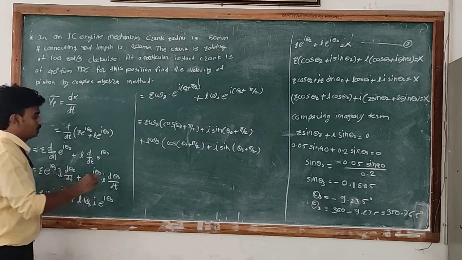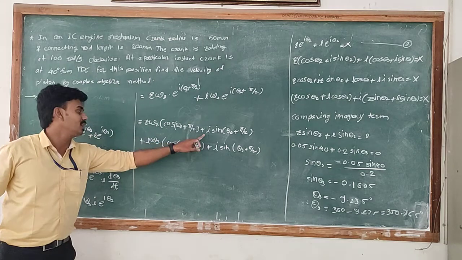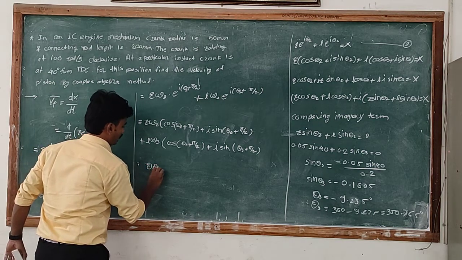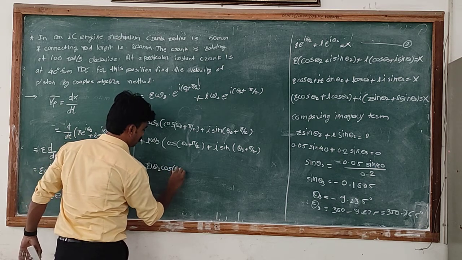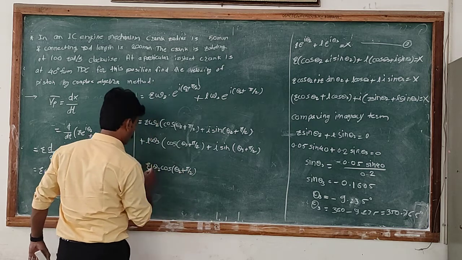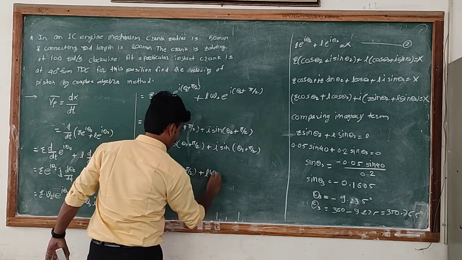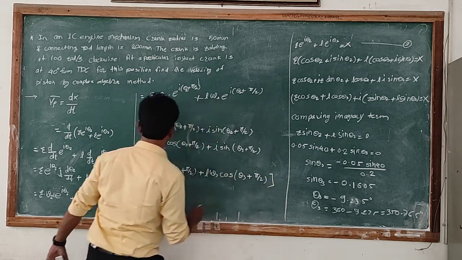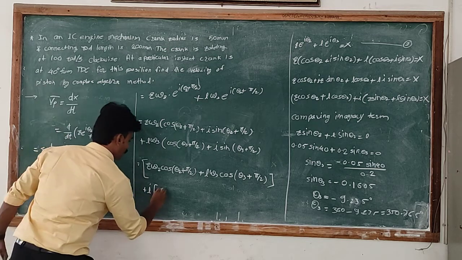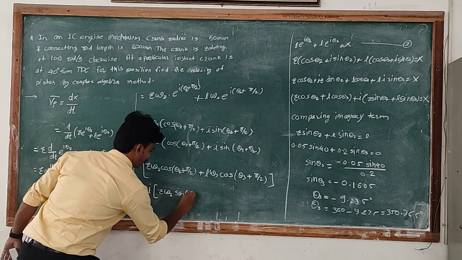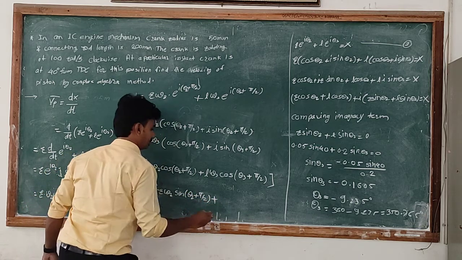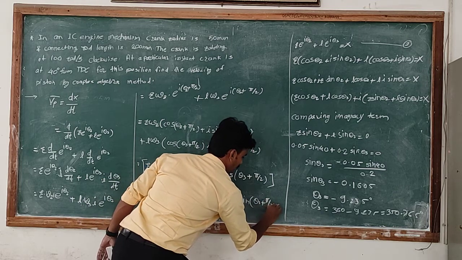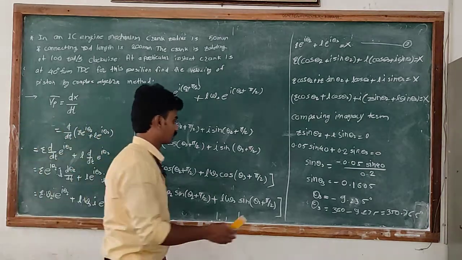Now if we separate out the real term and imaginary term, then we will get r into omega 2 into cos of (theta 2 plus pi by 2) plus L into omega 3 into cos of (theta 3 plus pi by 2), plus i into r into omega 2 into sin of (theta 2 plus pi by 2) plus L into omega 3 into sin of (theta 3 plus pi by 2). So this is the equation.